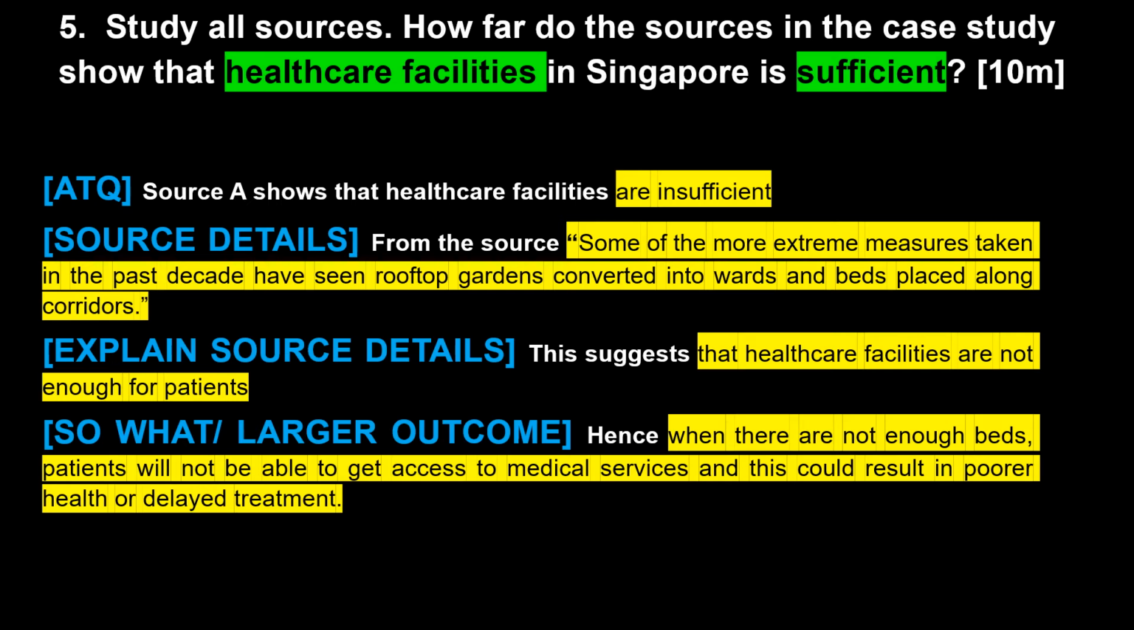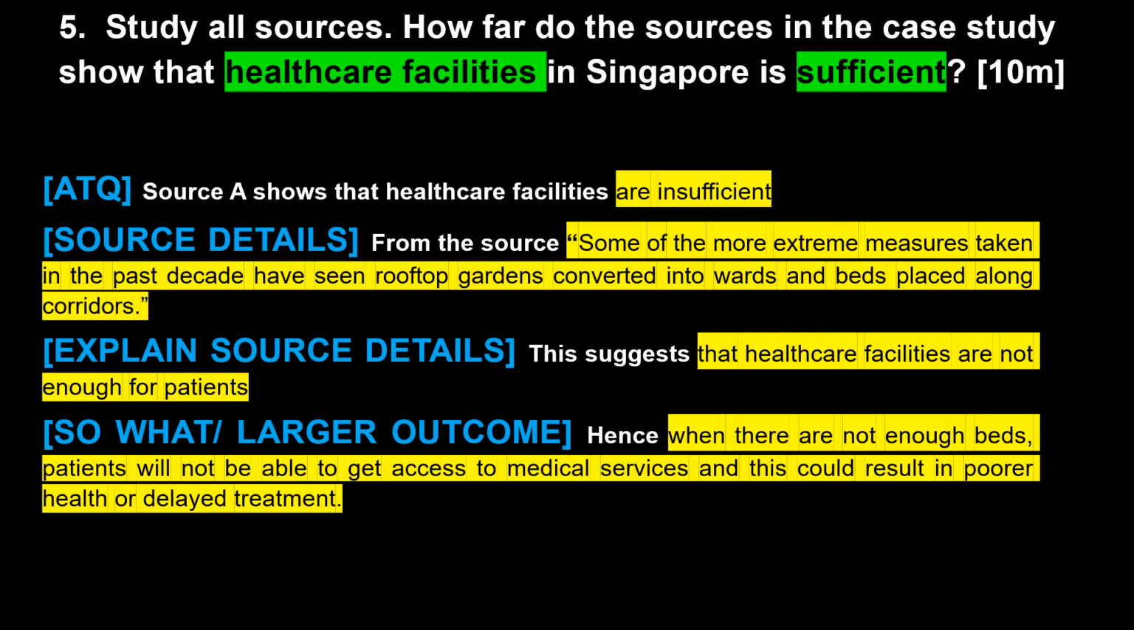So what? What is the larger outcome? All right. So hence, when there are not enough beds, what will happen to patients? Patients will not be able to get access to medical services. And if you don't get access to medical services, it would result in delayed treatment. And we all know that a delayed treatment will actually lead to poorer health. Okay, so source A itself, when you answer the question, this is one paragraph itself.